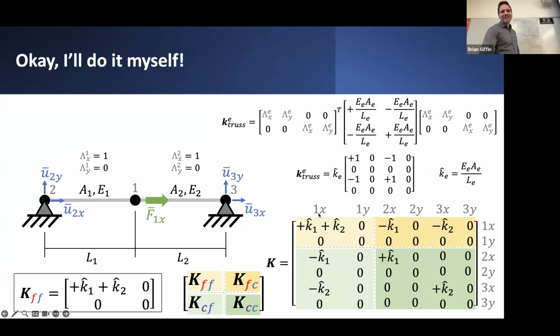All we're going to concern ourselves with is the portion of the stiffness matrix related to the free degrees of freedom. So that's this upper left-hand portion of the stiffness matrix that really only has this one non-zero entry, K1 hat plus K2 hat, the two EA divided by L contributions from elements 1 and 2. Otherwise, it's just this small 2 by 2 array, so a good candidate for doing some simple analysis on.